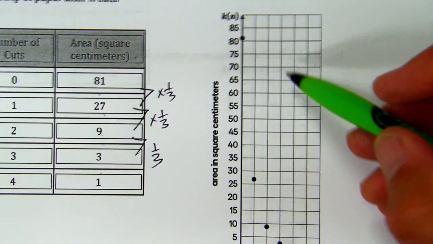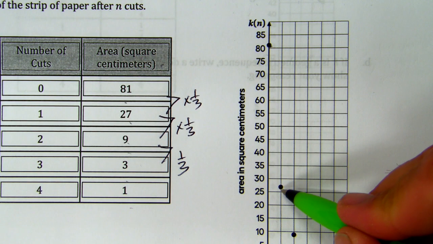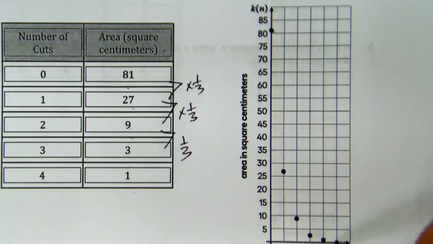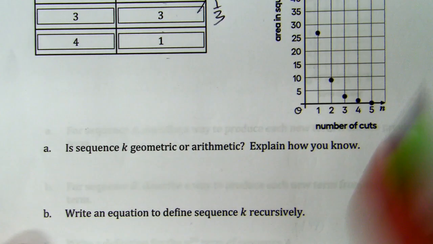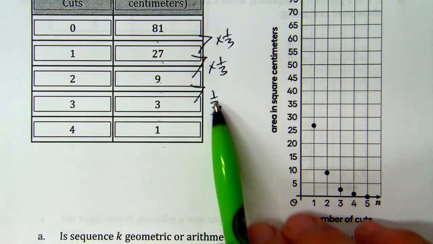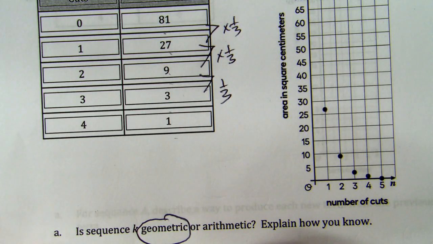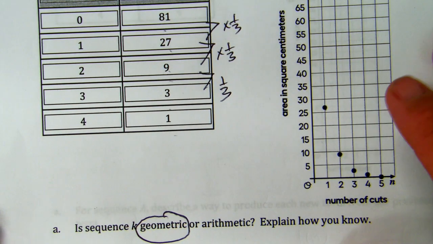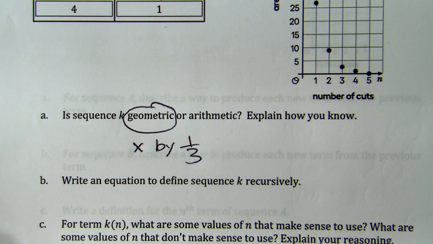And then you see the same thing over here. 0 cuts was up at 81. After 1, you were down at 27. After 2, you were down to 9, etc. First question, is it geometric or arithmetic? Explain how you know. This is geometric. How do I know? We multiplied by 1/3 every time. That's the definition of a geometric sequence. Multiply by 1/3 every time.